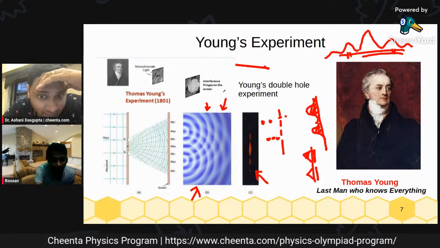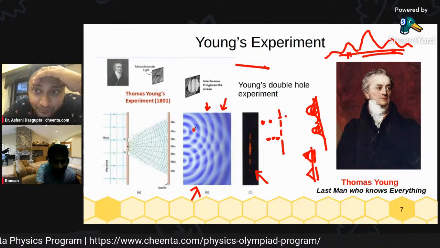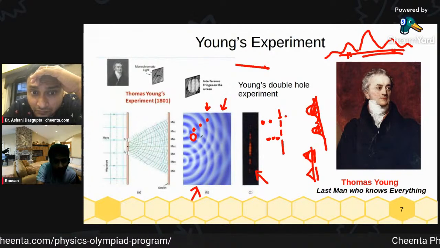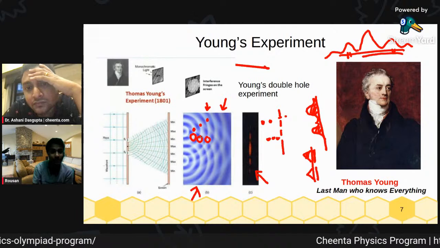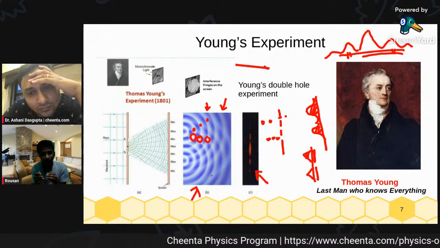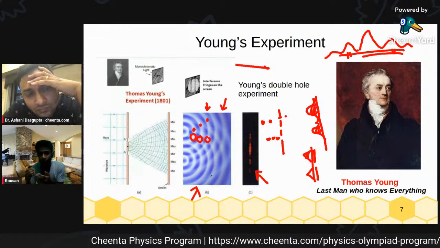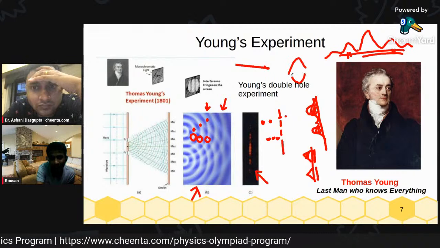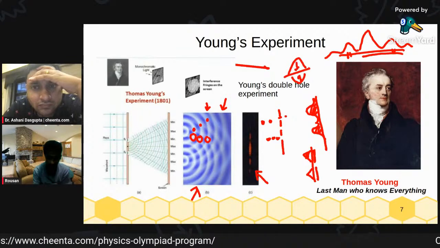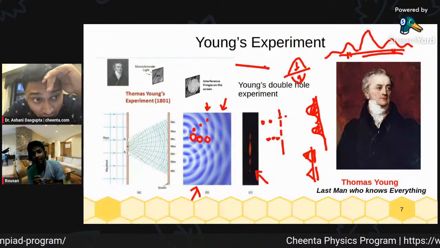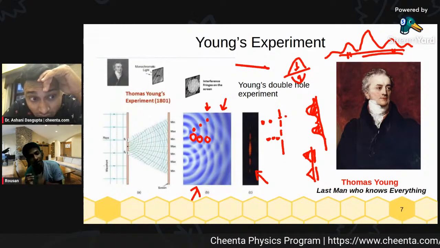In these particular places there was a maximum, because the waves are combining. Superposition is happening. And in some places the waves are doing destructive interference. That means if one wave is like this, the other wave is like this, so they cancel each other. That is actually the reason why Young's experiment is so powerful.